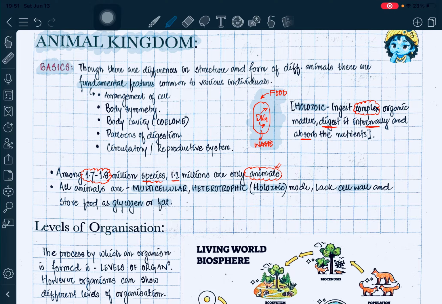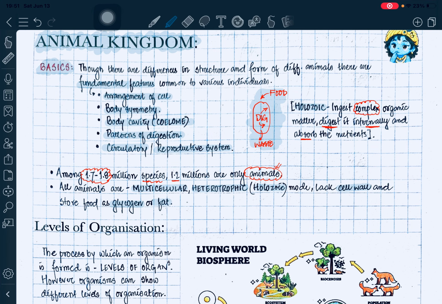What are those? They are the arrangement of cells, body symmetry, body cavity, that is coelom, patterns of digestion, circulatory system, and reproductive system. We will be discussing each one of these in detail, but these are the basic fundamental features which are common in all individuals. Yes, they are common, but they will have some variations as well.